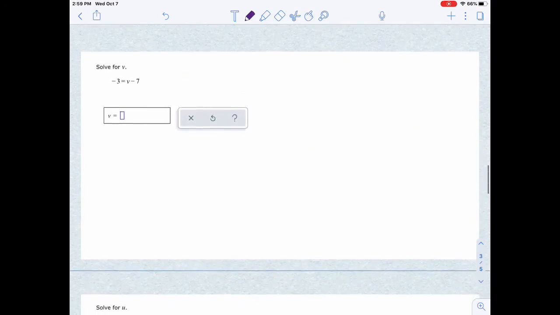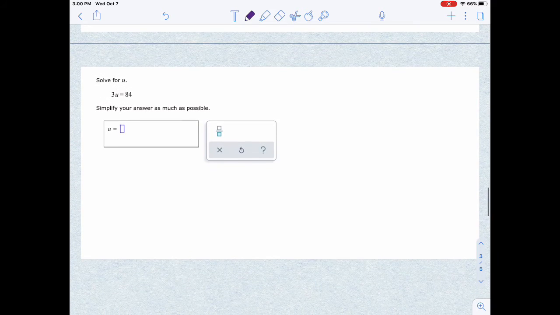I'm going to work a few examples from that homework. Here I have -3 equals v minus 7. I'm going to use the addition property of equality. Here I have 3u equals 84. I'm going to use the division property of equality. Have you noticed a pattern? If we're multiplying, we're going to divide to get rid of it. If we're adding, we're going to subtract to get rid of it. Adding and subtracting go together. Multiplying and dividing go together.